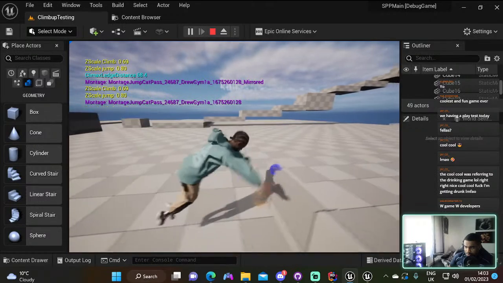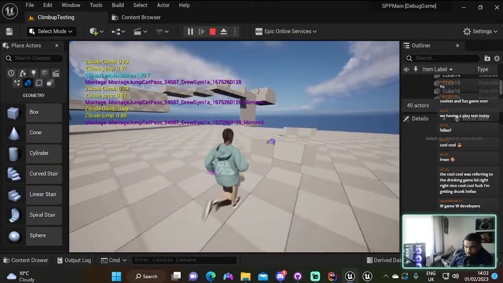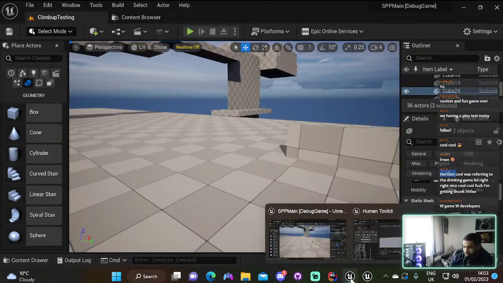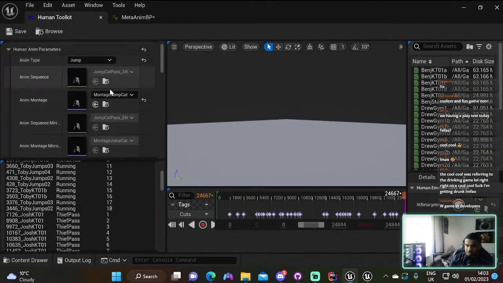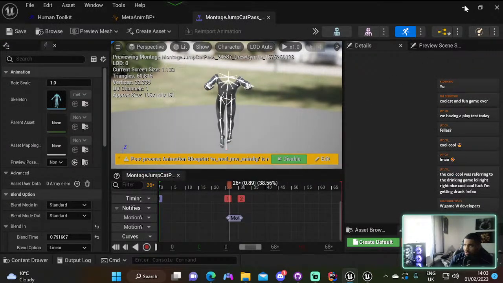But then does it? Why would it be flying? Why does the other one fly up and then this one works like an absolute charmer? Let me make sure it's the actual one. I just said charmer. Oh, it goes to the jump.